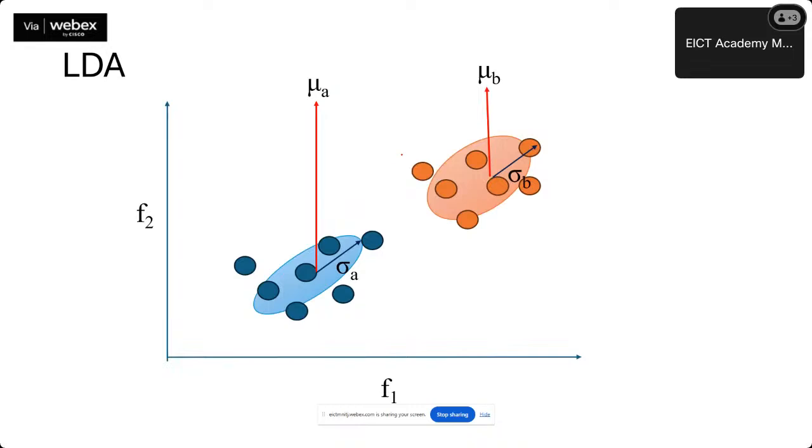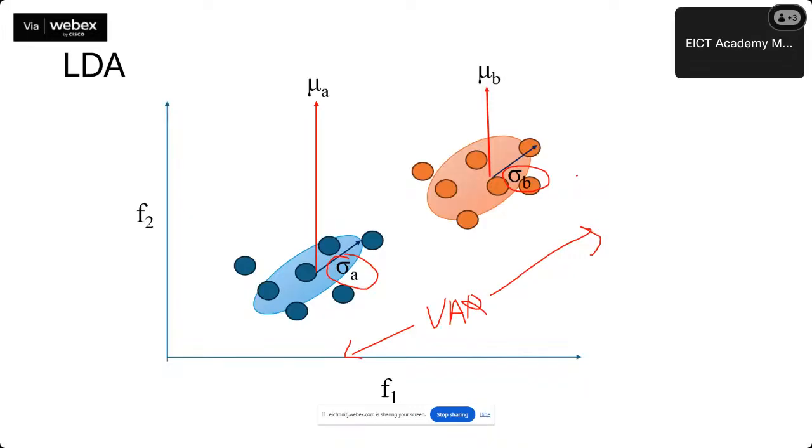So in the PCA, we were calculating the variance of the entire data set, globally. The one difference that you see is I only calculate the variance of the data separately for each class. So I have class A and class B. I separately calculate the variance of the first class and I separately calculate the variance of the second class.